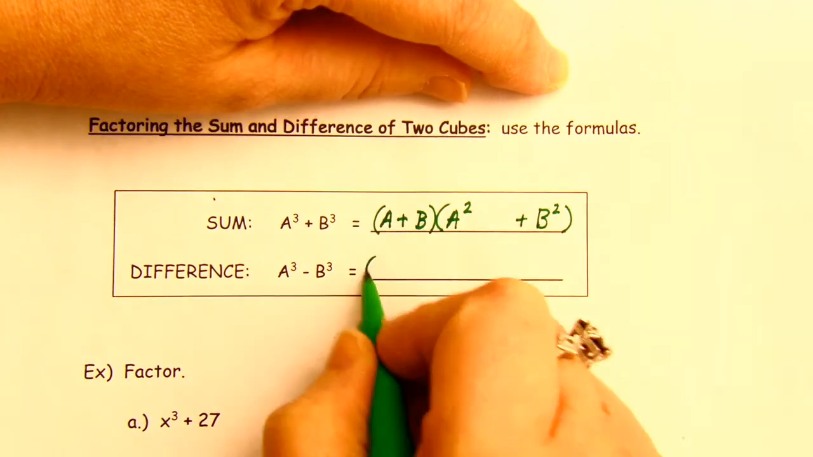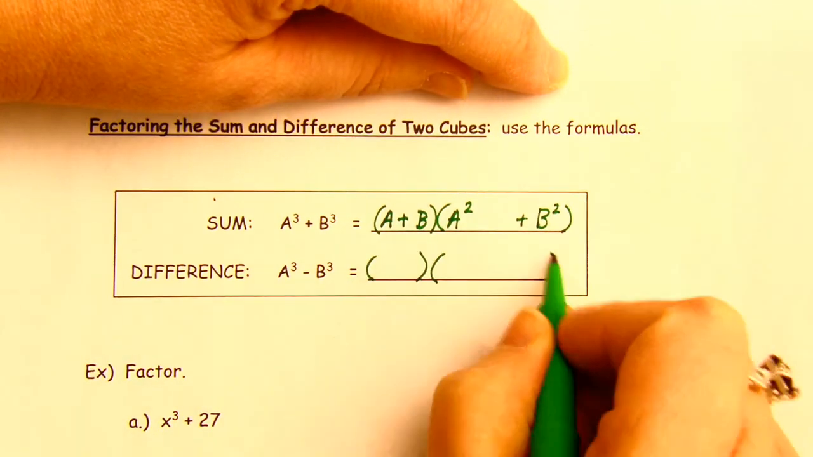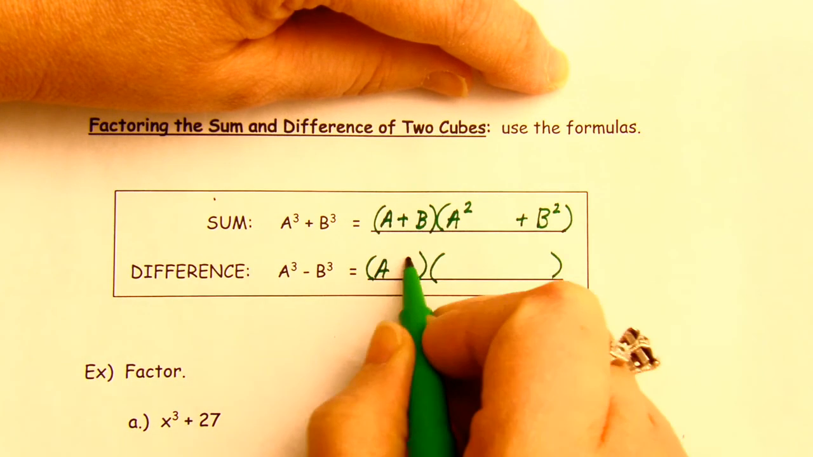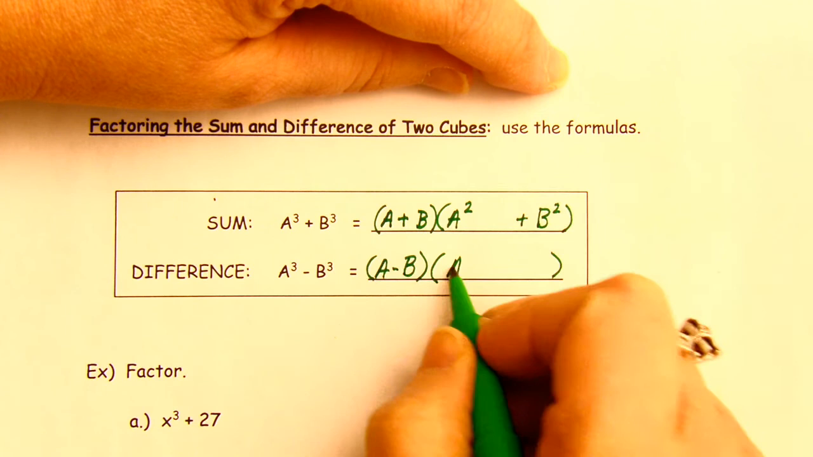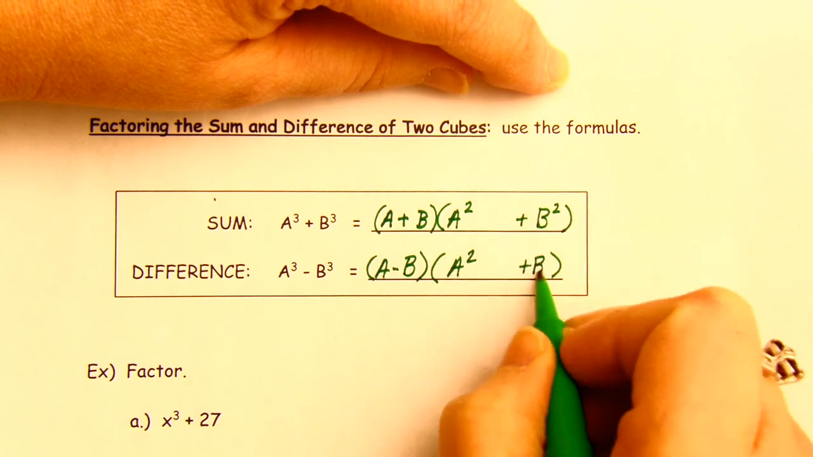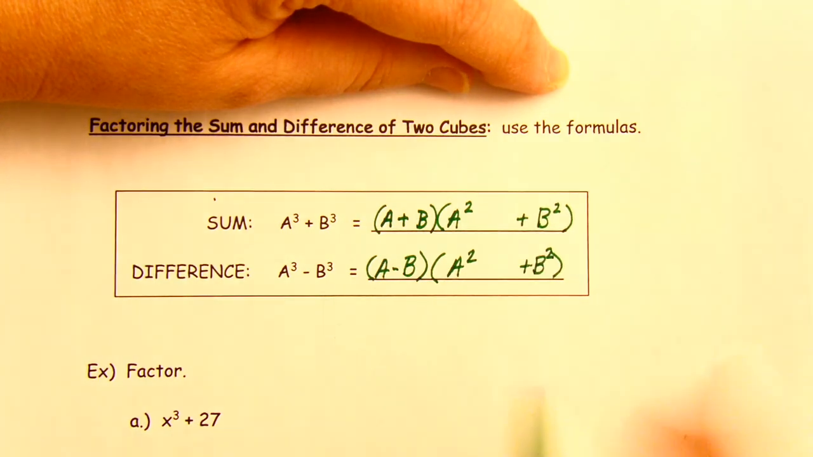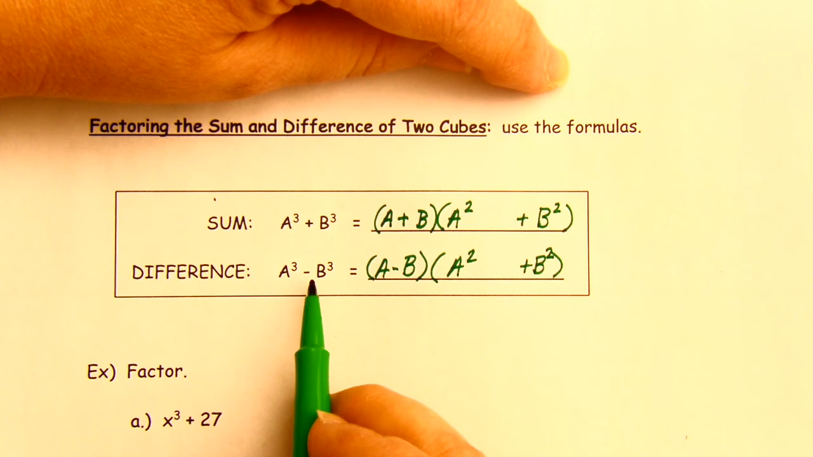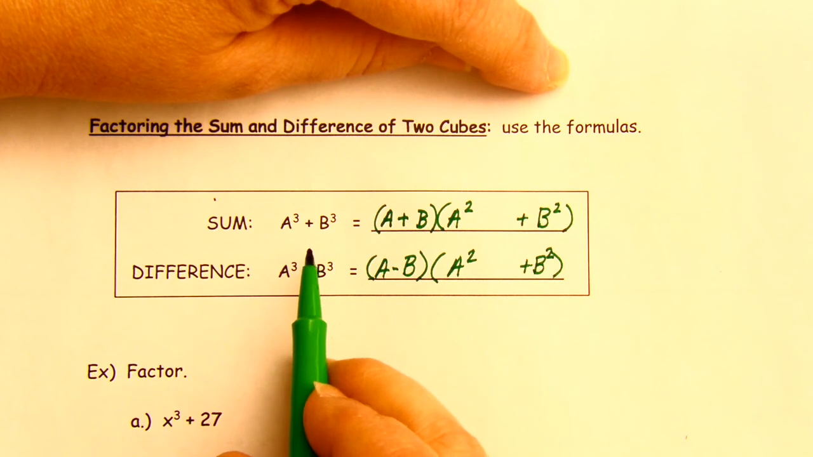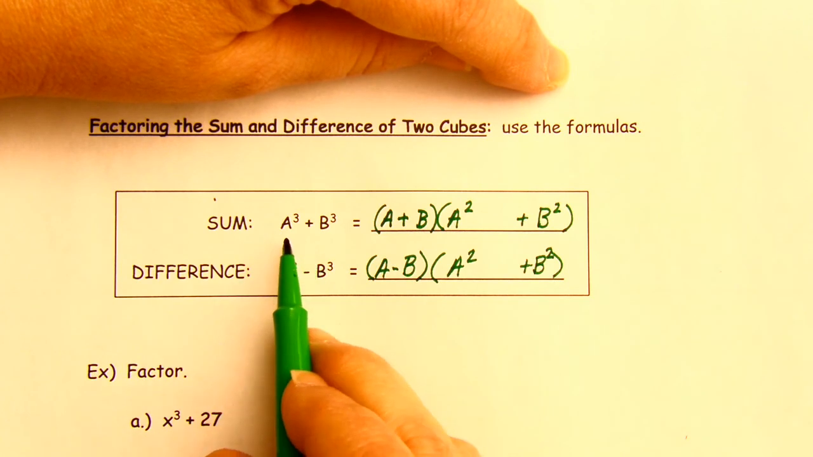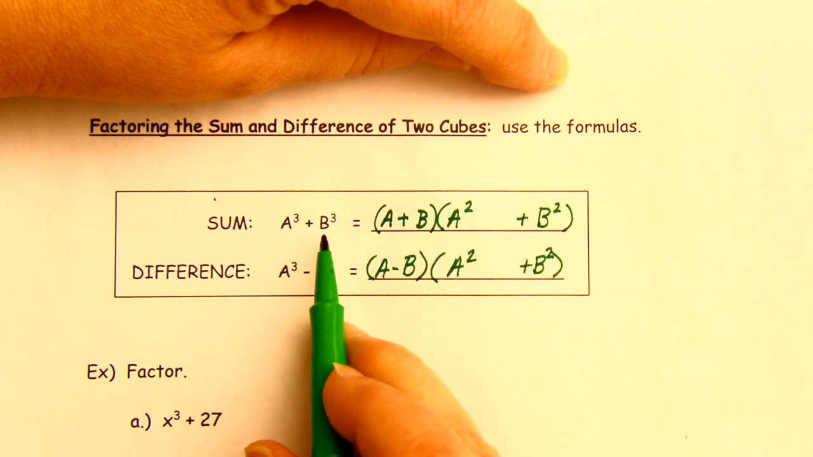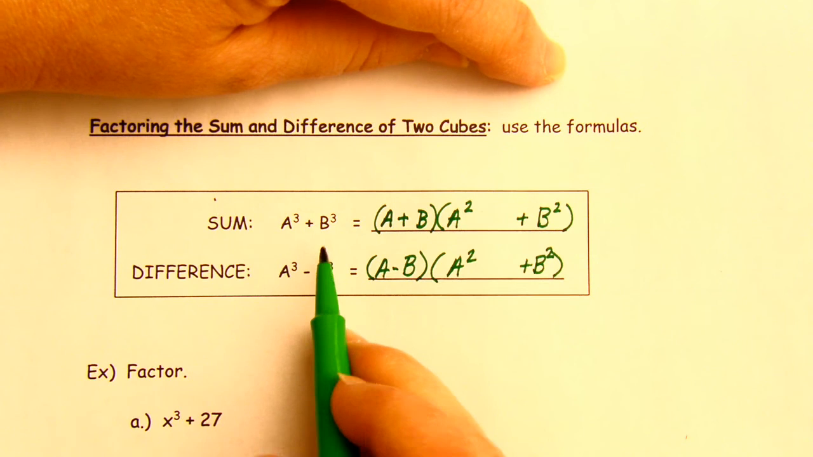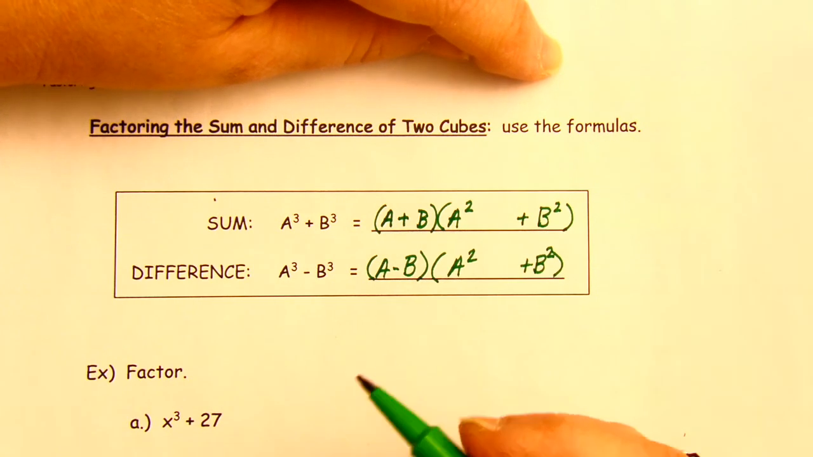So we can set up the next model, the template, if you will. This is a, this is b, the sign in the middle is minus, so that sign is minus. This is going to be a squared, this is going to be plus b squared. Now, because we don't have any middle terms, we don't have an a squared b and then an ab squared and finally a b cubed, because we don't have those middle terms, there must have been some opposite signs occurring.